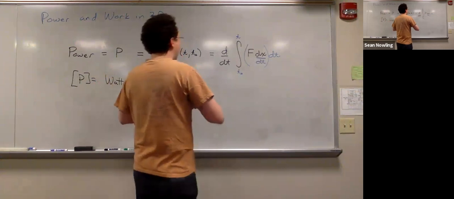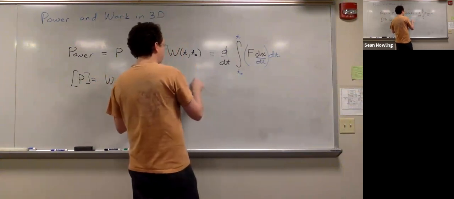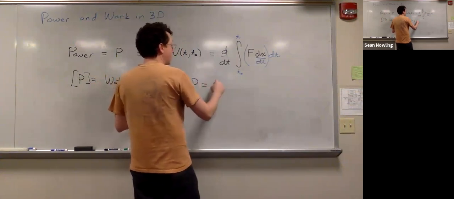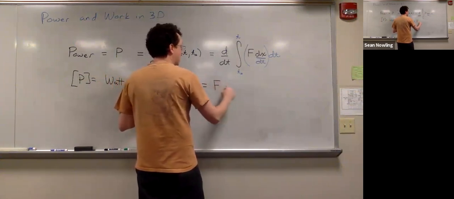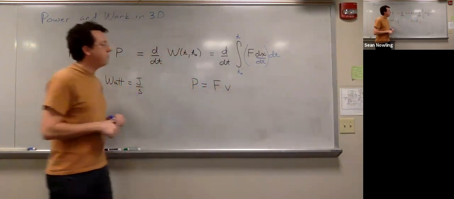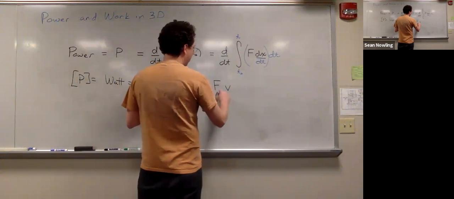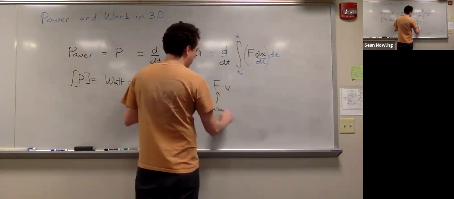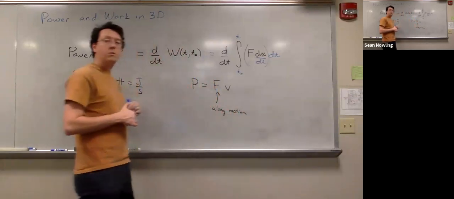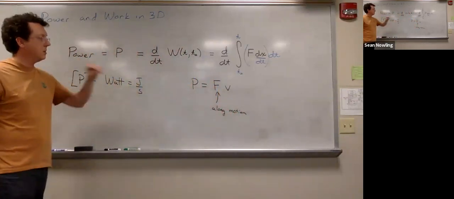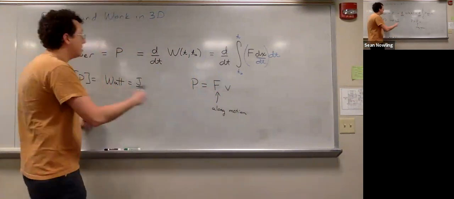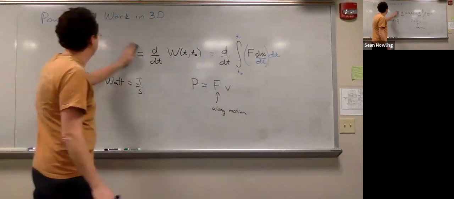And what I simply get is the following formula for power. Power equals, in one dimension, the force times the velocity in one dimension. And this should be the force along the motion. The force along the motion times the velocity gives you power. So let's use this to evaluate a simple problem.